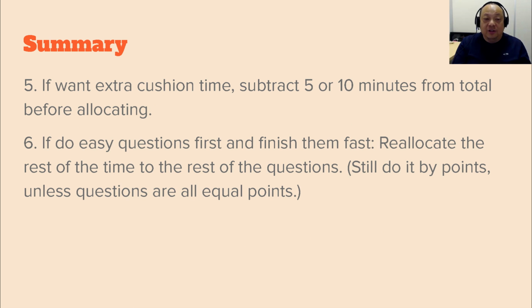Sometimes you want to adjust. If you want extra cushion time, then subtract 5 or 10 minutes from the total before allocating. If you want to do the easy questions first, and let's say you finish them fast, then reallocate the rest of the time to the rest of the questions. Still do it by points unless questions are all equal values.